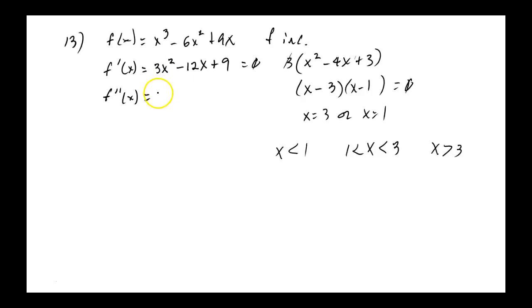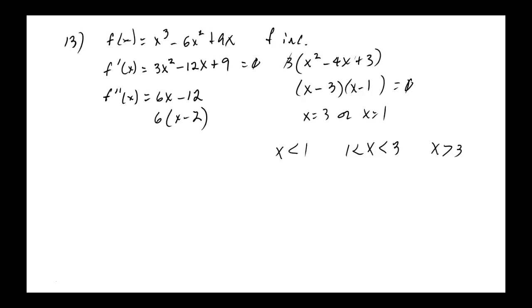Next. What would that be? 6x minus 12. The 9 goes away, correct? The 9 goes away to 0. Yeah, the derivative. Now, I don't know if it's helpful to you to do this: 6 times (x minus 2). Looking at it that way, you can tell the second derivative.